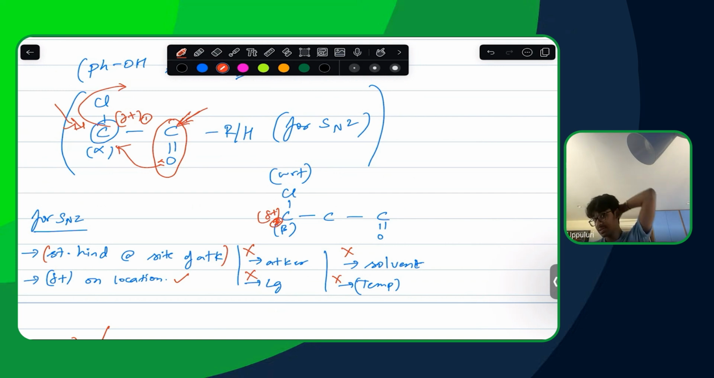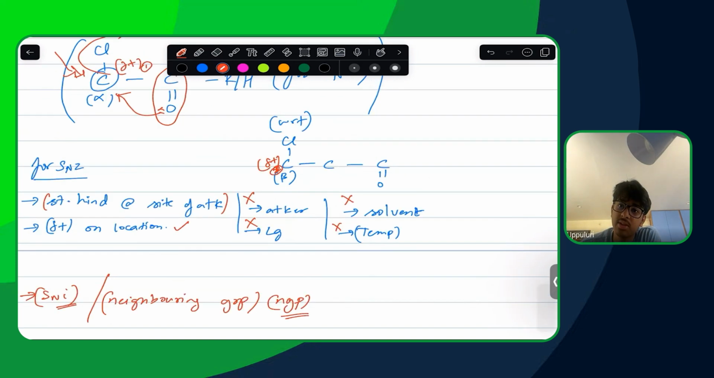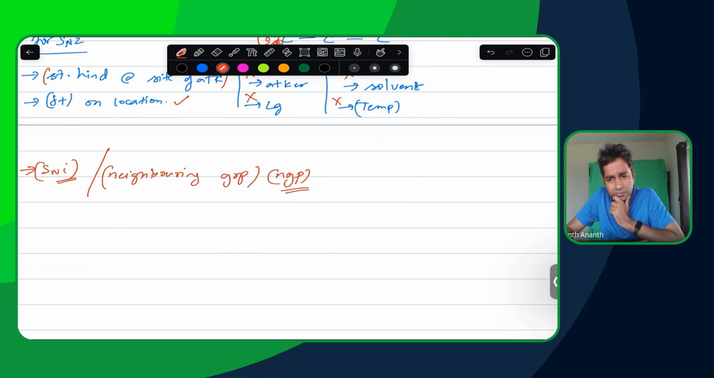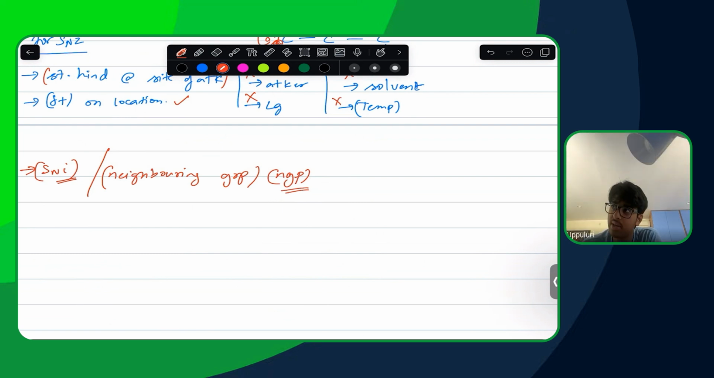I had a doubt regarding NGP. Here, when carbon bonds with the oxygen, the oxygen will get a plus charge, right? Temporarily, but it has an octet. Yes, but then how come the nucleophile won't attack the plus charge there? Why would it go for the delta plus?